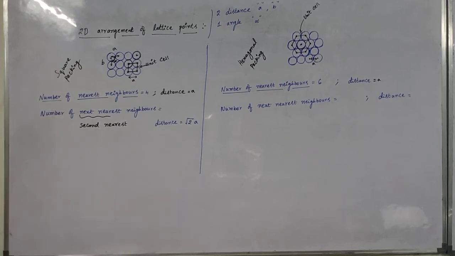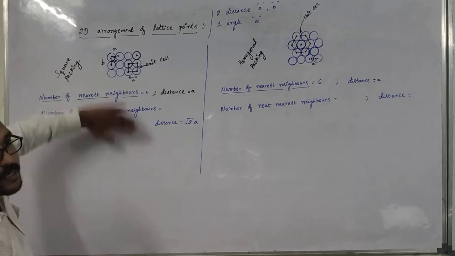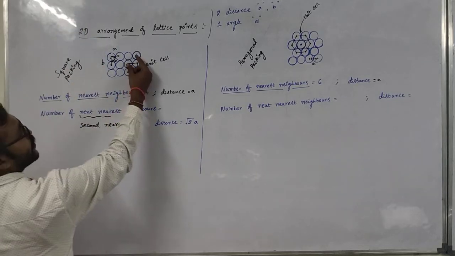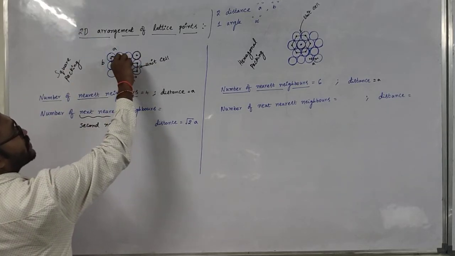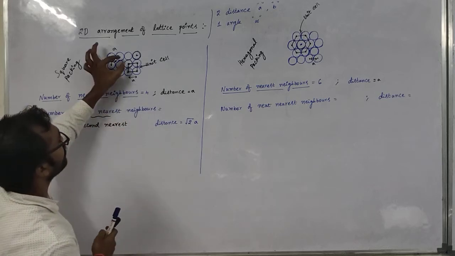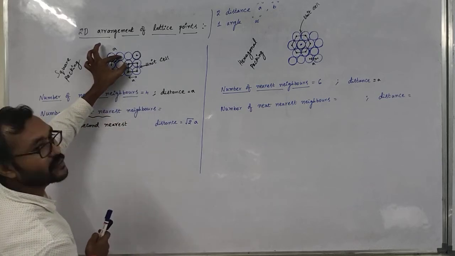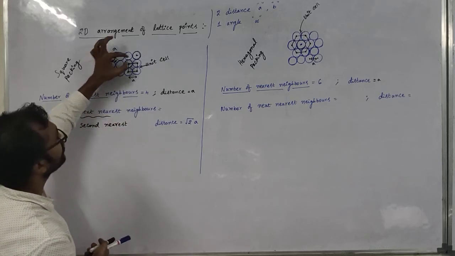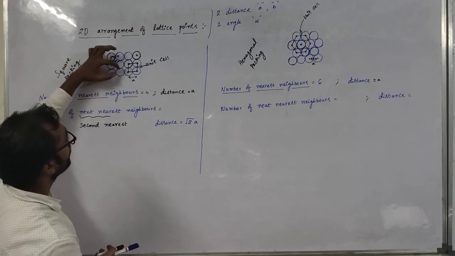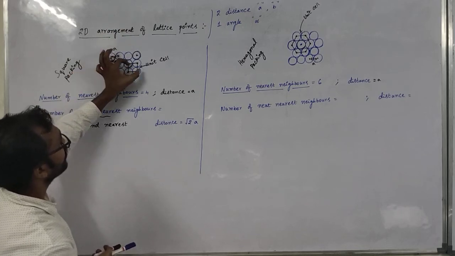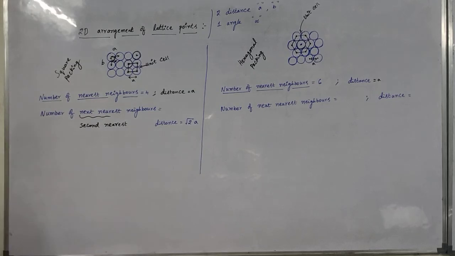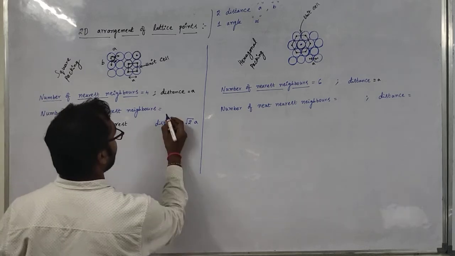How many such second nearest neighbors are there, if it is two-dimensional? This is root 2a. What about this one? Same, root 2a. So 1, 2. What about this? 3, 4. Anything else? No. So second nearest neighbors are 4.